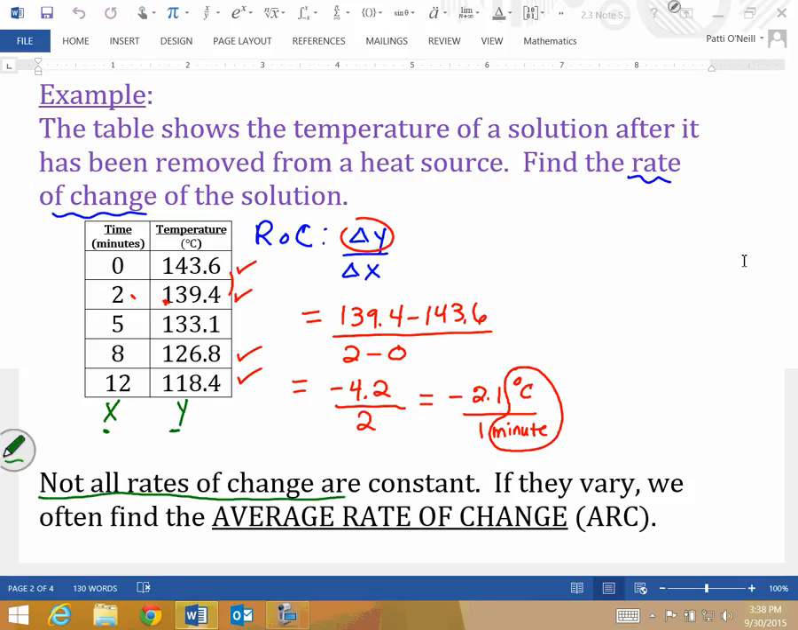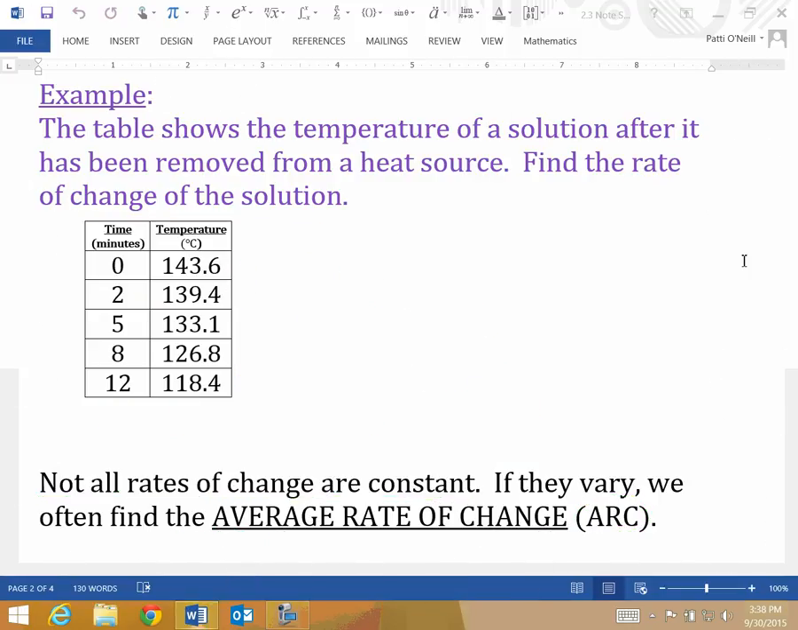You've studied lines really in depth so far and kind of brushed on parabolas. The rate of change in parabolas varies. If they vary, we often find what's called the average rate of change, and we're going to abbreviate that ARC. I'm going to show you an example where we might use the average rate of change. So make sure you have this in your notes, and we will move on to the next slide.